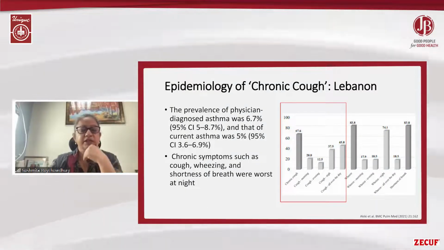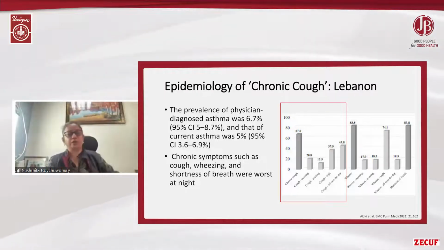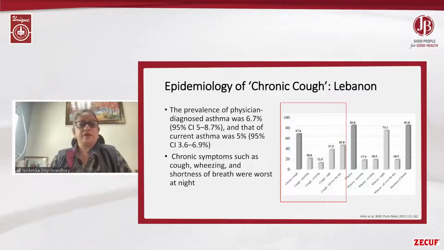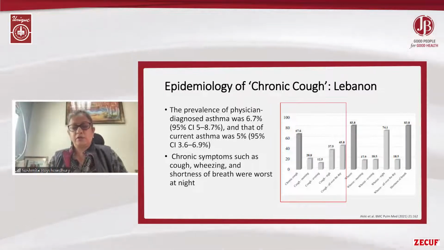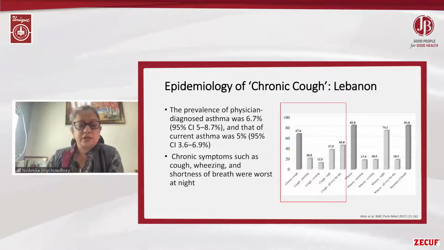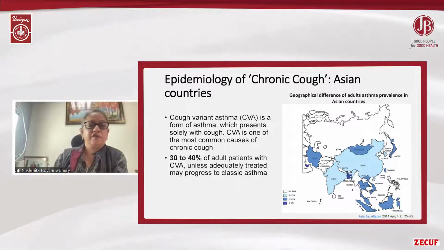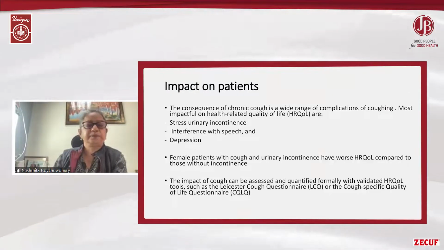Well, these are in the Middle East countries, where this study, which was published in 2021, showed that physician diagnosed asthma was 6.7%, and chronic asthma was 5%. And all of these patients actually presented with cough. So cough was the presenting symptom. So this is just asthma. And if you just start thinking about cough, anywhere between 30 to 40% of adult patients actually suffer from what we call cough variant asthma, and we will discuss that in a little bit.